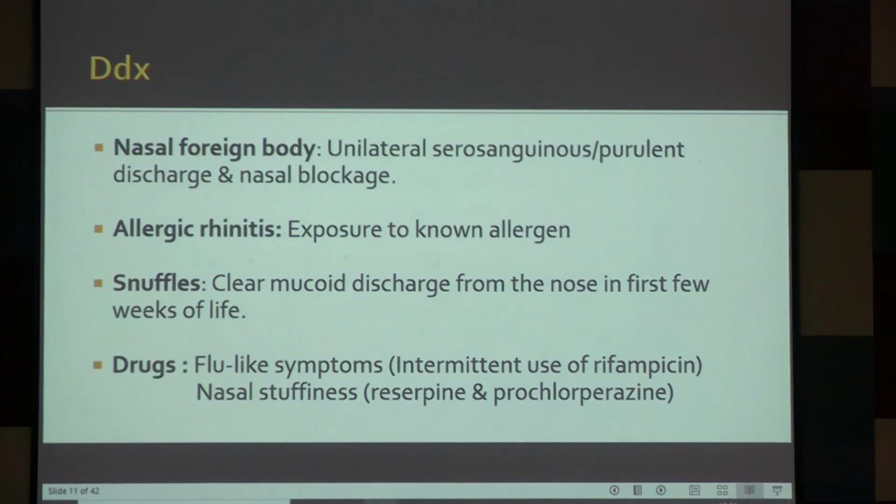Snuffles. What is snuffles? That is clear mucoid discharge coming in the first few weeks of life. And drugs, rifampicin causes flu-like symptoms and reserpine and prochlorperazine cause nasal stuffiness. So these drugs also cause the same type of signs and symptoms.